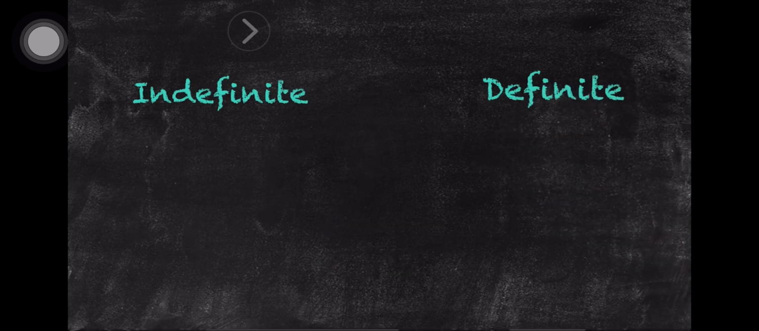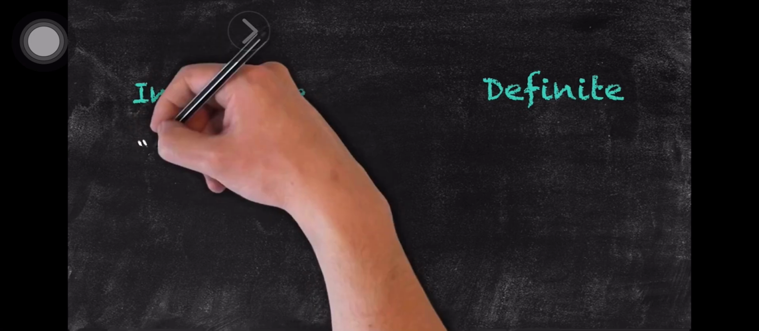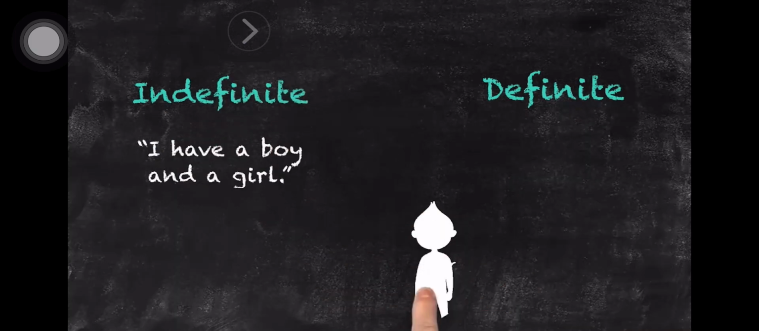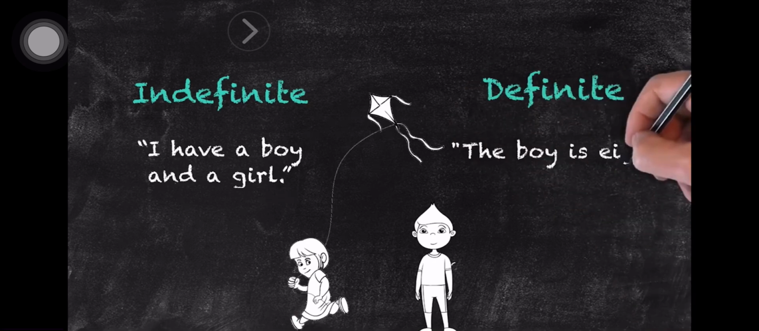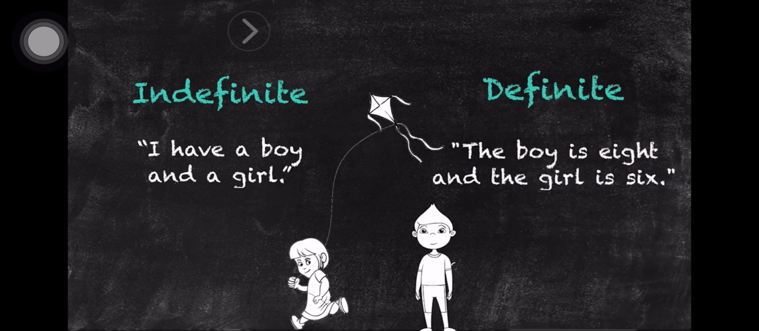We also use the indefinite article when mentioning something for the first time. I have a boy and a girl. We use the definite article when mentioning that same thing an additional time, or any additional times we mention it. So, I have a boy and a girl. The boy is 8 and the girl is 6.